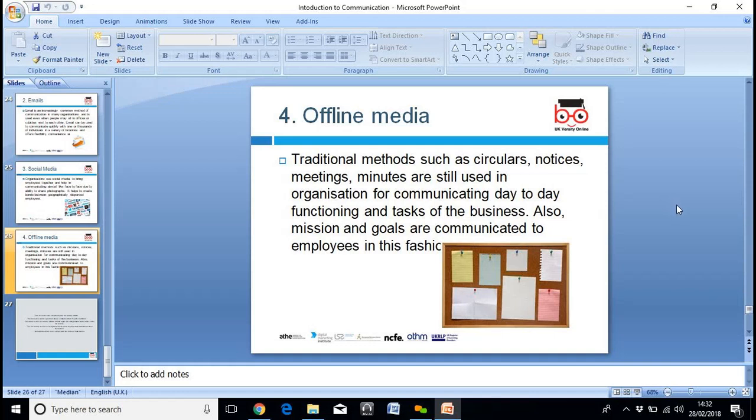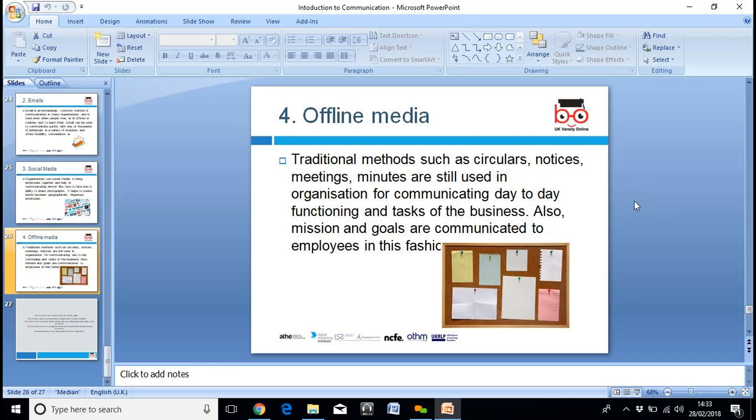Offline media, traditional methods such as circulars, notices, meetings and minutes, are still used in organisations for communicating day to day. Quite a lot of offices where small teams work together will have a daily morning meet to discuss what's going to happen on a day-to-day basis, where it may be a fast-moving environment where things change from hour to hour, and that needs face-to-face, quick communication where they can communicate with several people at once in a small group to say what needs to be done.